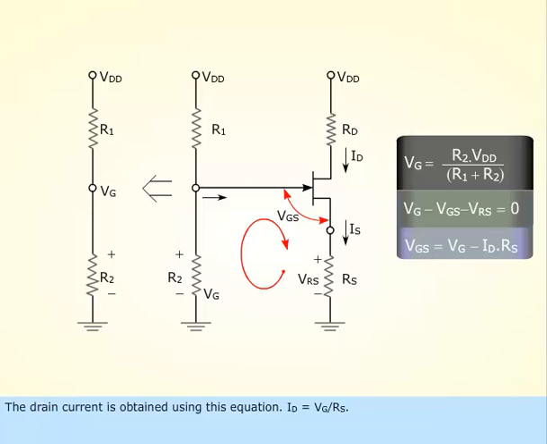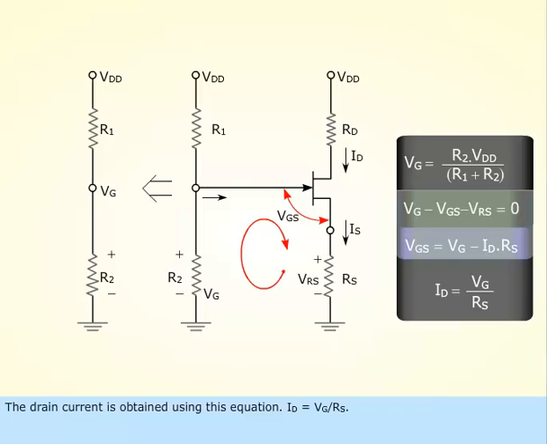The drain current is obtained using this equation I sub D equals V sub G over R sub S. In this way, a proper Q point is maintained by calculating V sub GS and I sub D.